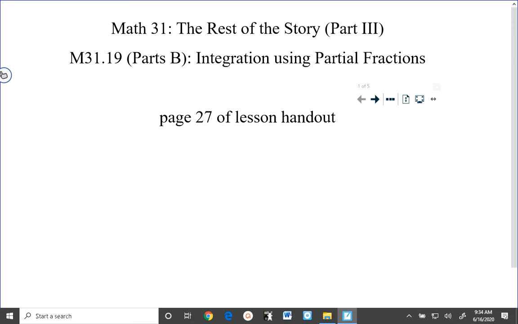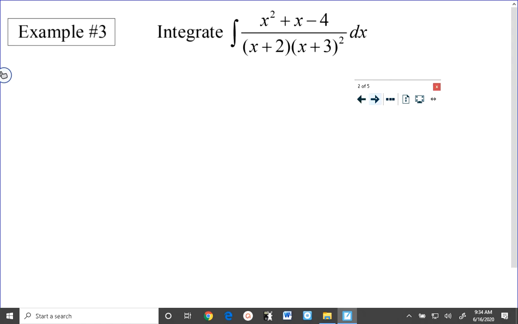So this is part B of integration using partial fractions, and this is on page 27 of your lesson handout. When we looked at the rational expressions on Monday that we were integrating using this technique of partial fractions, there were two things that were true of all of the rational expressions. One, the degree in the numerator was less than the degree in the denominator. And if we take a look at example 3, that's the case. In the integrand in example 3, we have a quadratic polynomial in the numerator, so that's a degree 2. And then in the denominator, we have a cubic polynomial, which is degree 3.